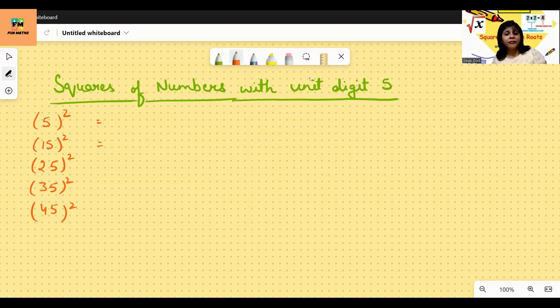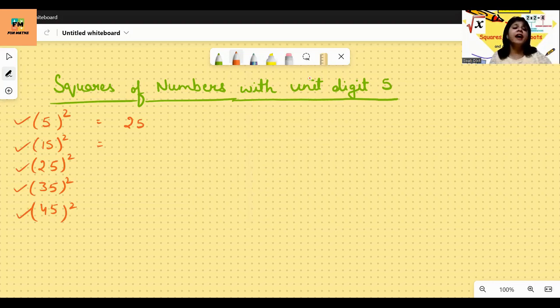As we know, we have different digits. As you can see on the screen, we have 5 squared, 15 squared, 25 squared, 35 squared, 45 squared. I gave these many examples. So as we know, what is a square? A square of a number is the number we get when we multiply a number by itself. So 5 square is equal to 5 into 5, which we simply know is 25. Let me write this 25.